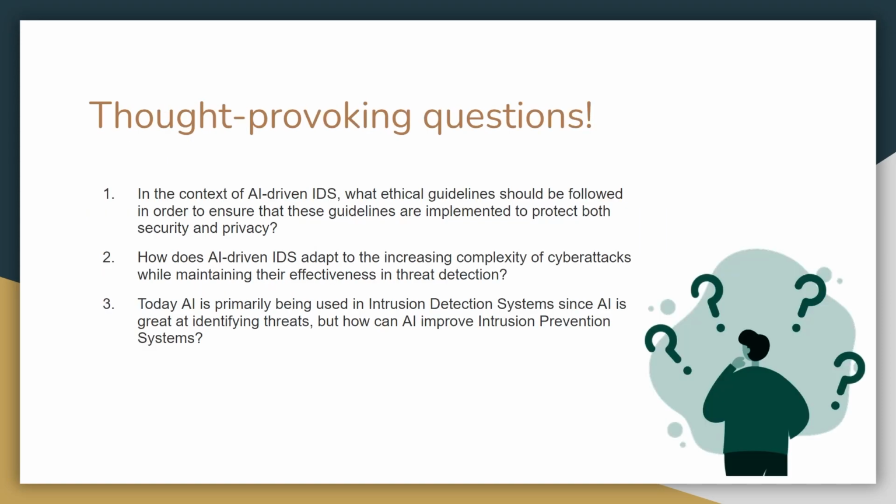These are some thought-provoking questions. In the context of AI-driven IDS, what ethical guidelines should be followed, and how should they be implemented to protect both security and privacy? How does AI-driven IDS adapt to increasing complexity of cyber attacks while maintaining effectiveness in threat detection? And lastly, today AI is primarily being used in intrusion detection systems, since AI is great at identifying threats. But how can AI improve intrusion prevention systems?